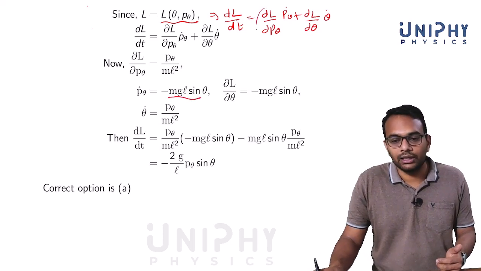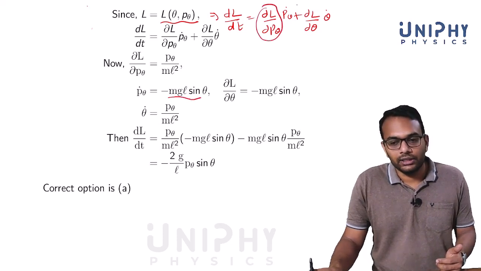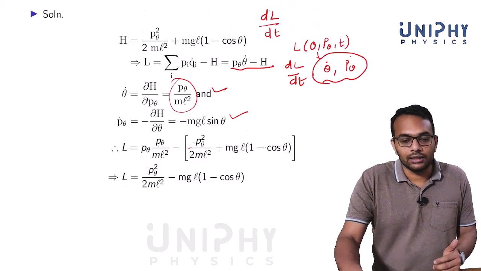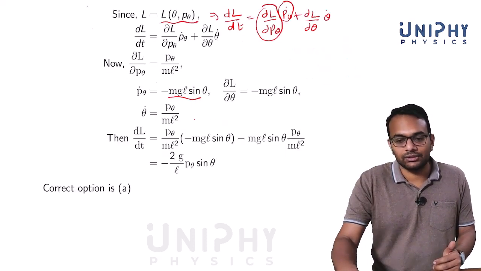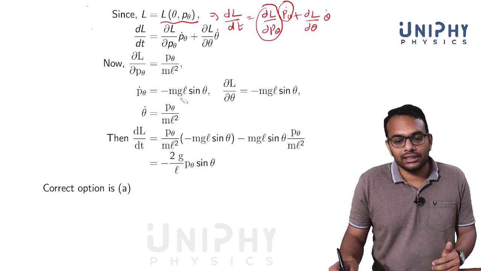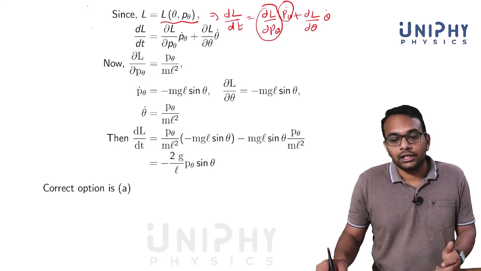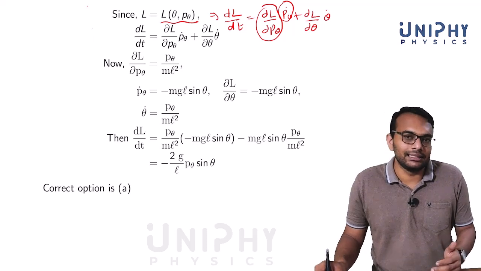We need ∂L/∂pθ, we have found it. We have also found pθ dot. What did we find for pθ dot? pθ dot is just minus mgl sin θ. So pθ dot is equal to minus mgl sin θ, and ∂L/∂θ is minus mgl sin θ. These are just fine, all right?